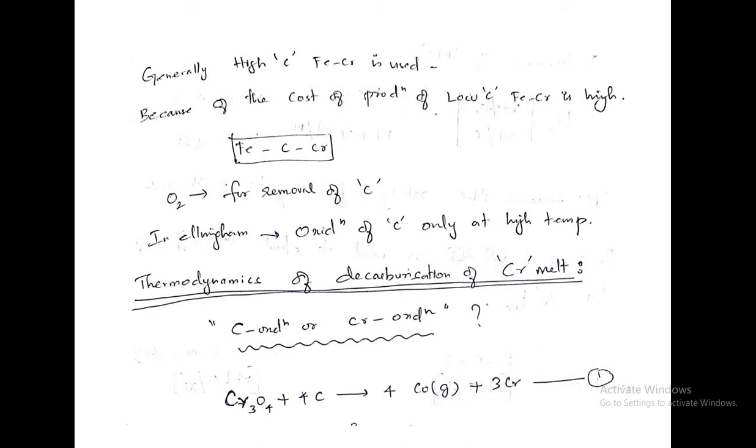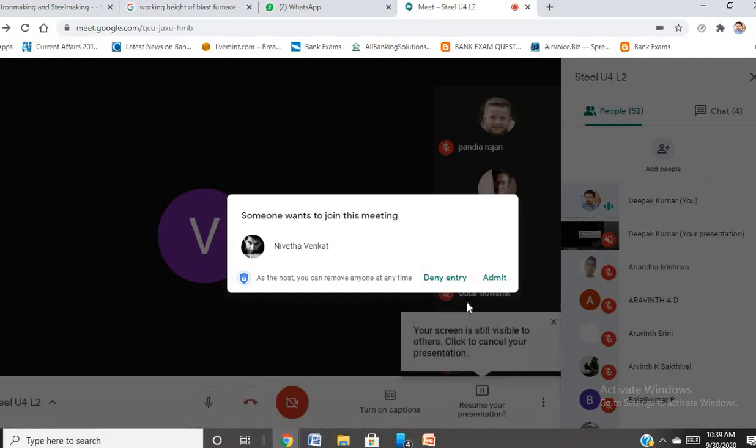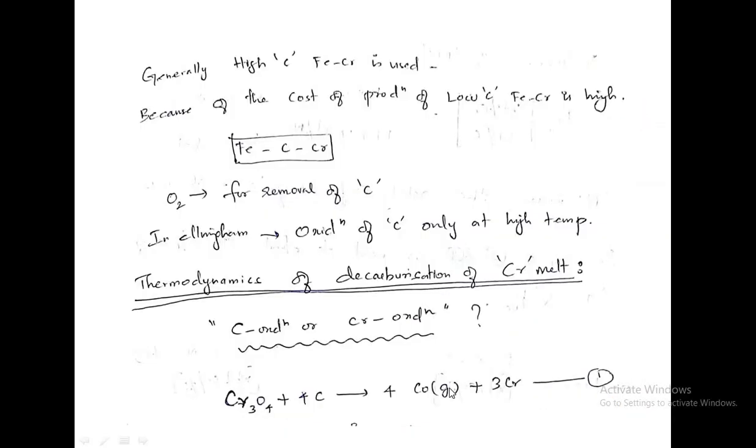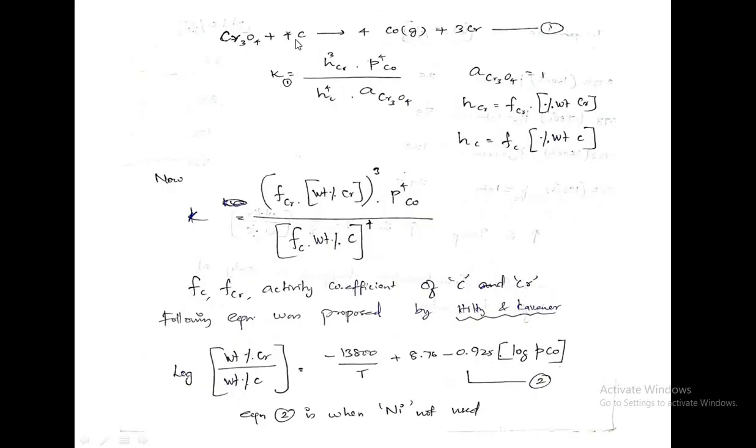Formation of chromium carbide precipitates during the processing of steel, right? So consider this reaction: chromium oxide plus carbon gives carbon monoxide plus chromium. This is the general stainless steel reaction which we are going to consider here, right? So when you see this reaction, we can write the equilibrium constant for this reaction.